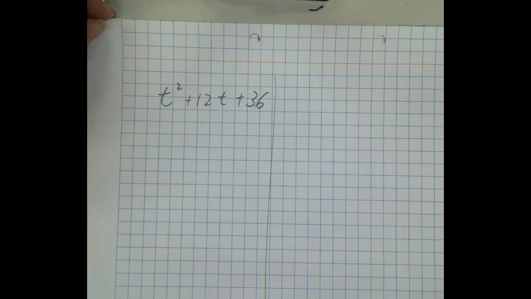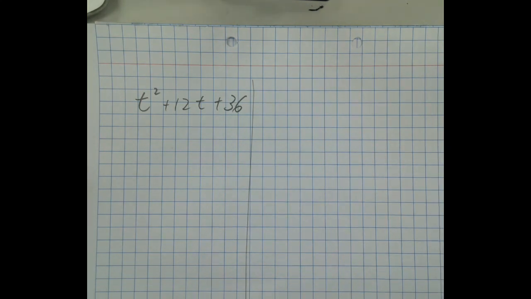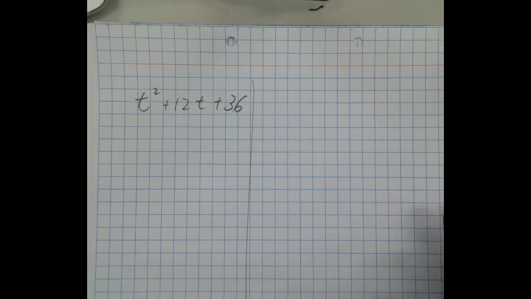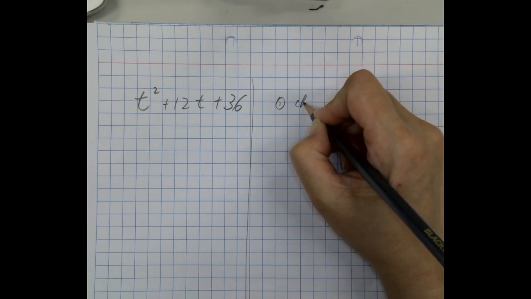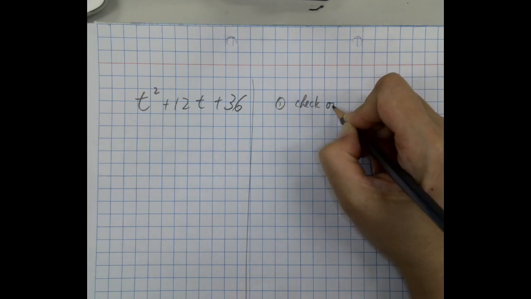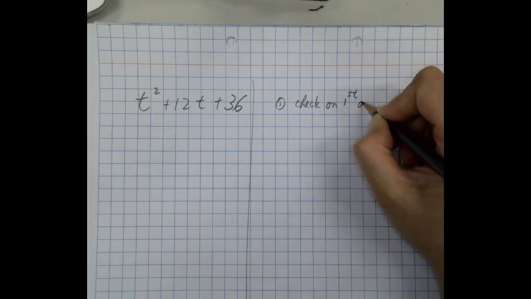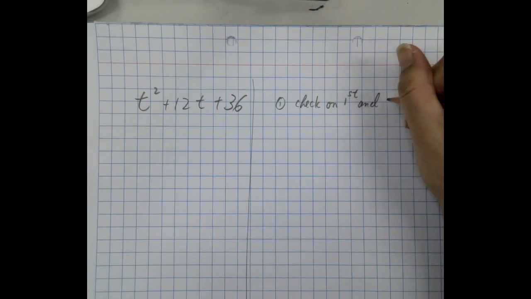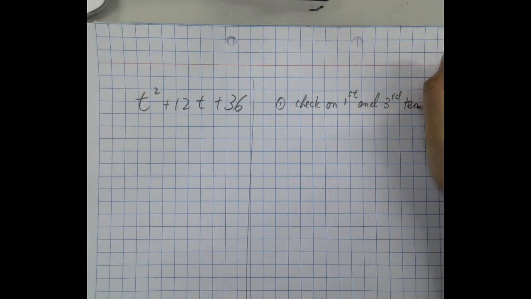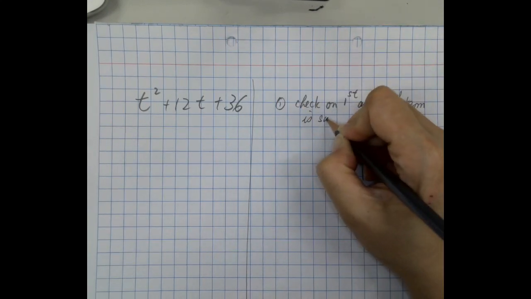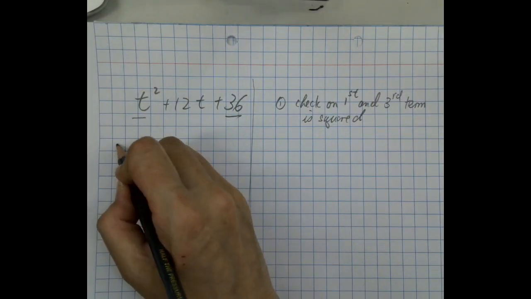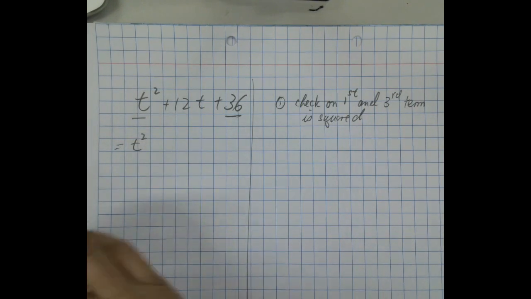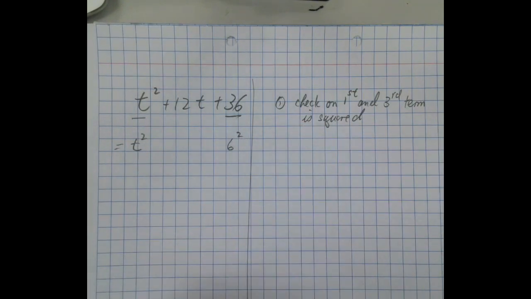All right, here we have a question, and we have some steps to see if it works for perfect square. If it's not, then it's not. We just cannot force it to do it. So number one, we have to check if the first and the last term can be squared. So see if this one and this one can be squared. Let's see. So t squared is t squared, and 36 is 6 squared.